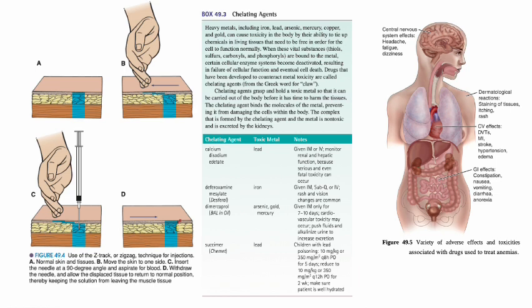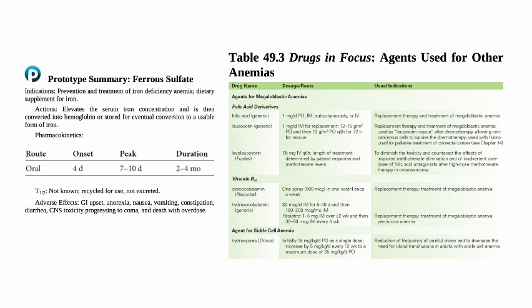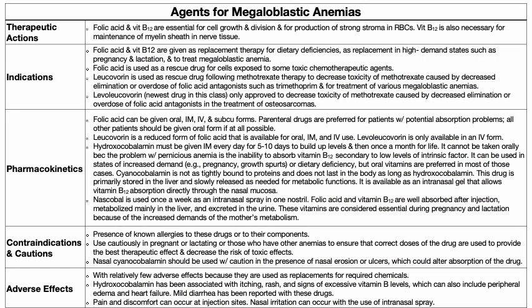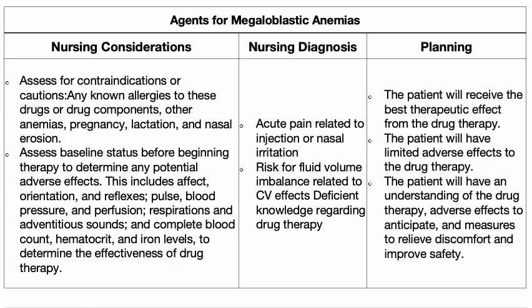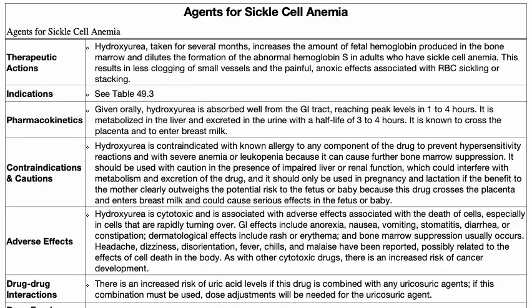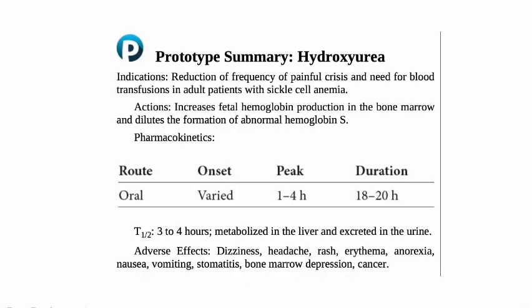I would just like to make mention that we use the Z-track or zigzag way of injecting iron to our patients and clients. Go over also the prototype summary for the different drugs used in treating anemias. I will leave you responsible to go over them closely when you get a copy of your PLP. And that is the end of this module. Thank you for your attention.